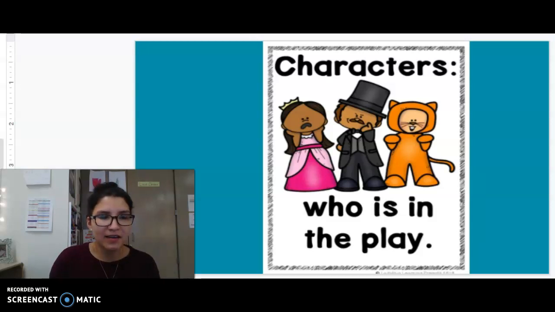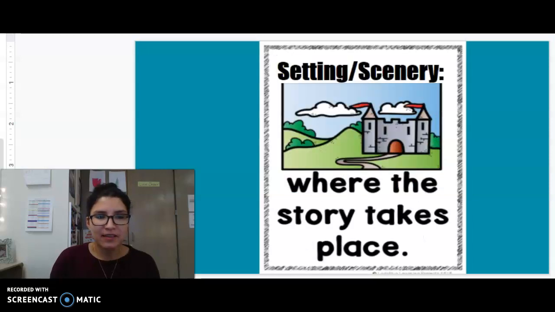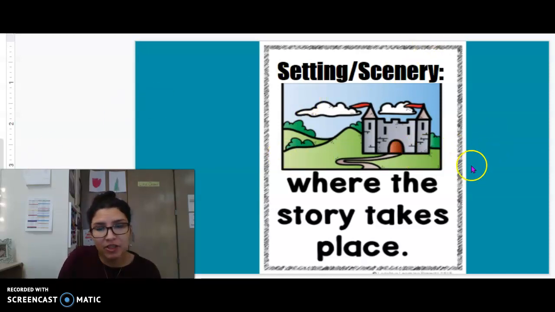All right, and let's go over setting. Setting, or scenery, means the same thing. Setting is where the story takes place and when it takes place. So for example, if I were to see this image, I would think, hey, this story is taking place at a castle during the daytime. This play is being taken place at a castle during the day. Why? Here's a castle, and it doesn't look like it's nighttime. It looks like it's daytime. So setting, where and when the story takes place.